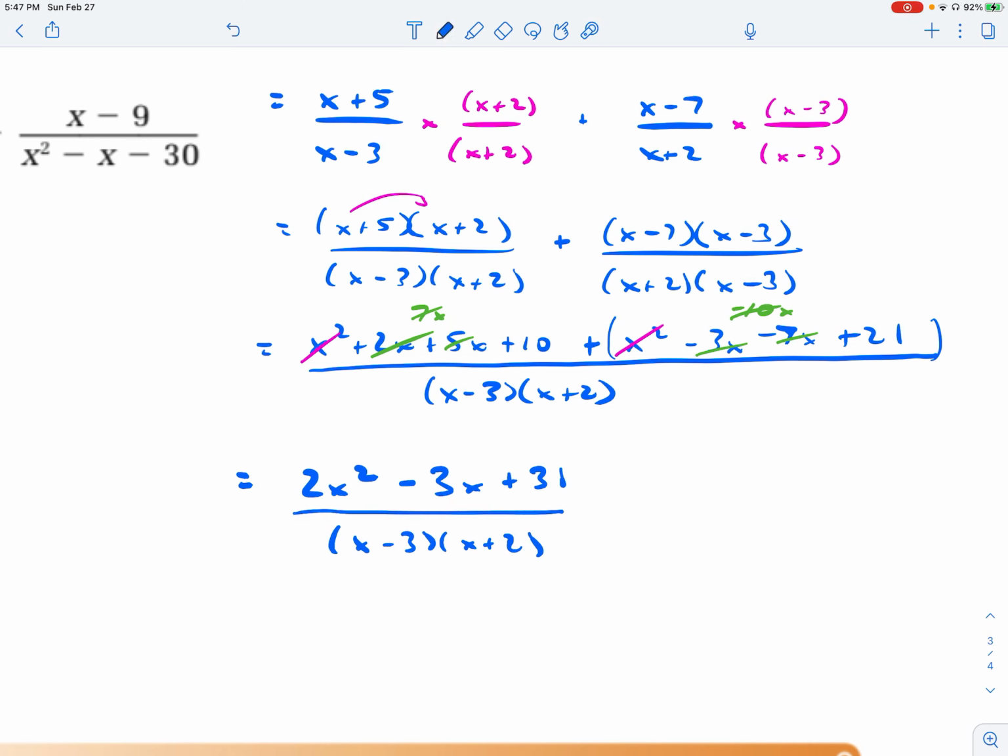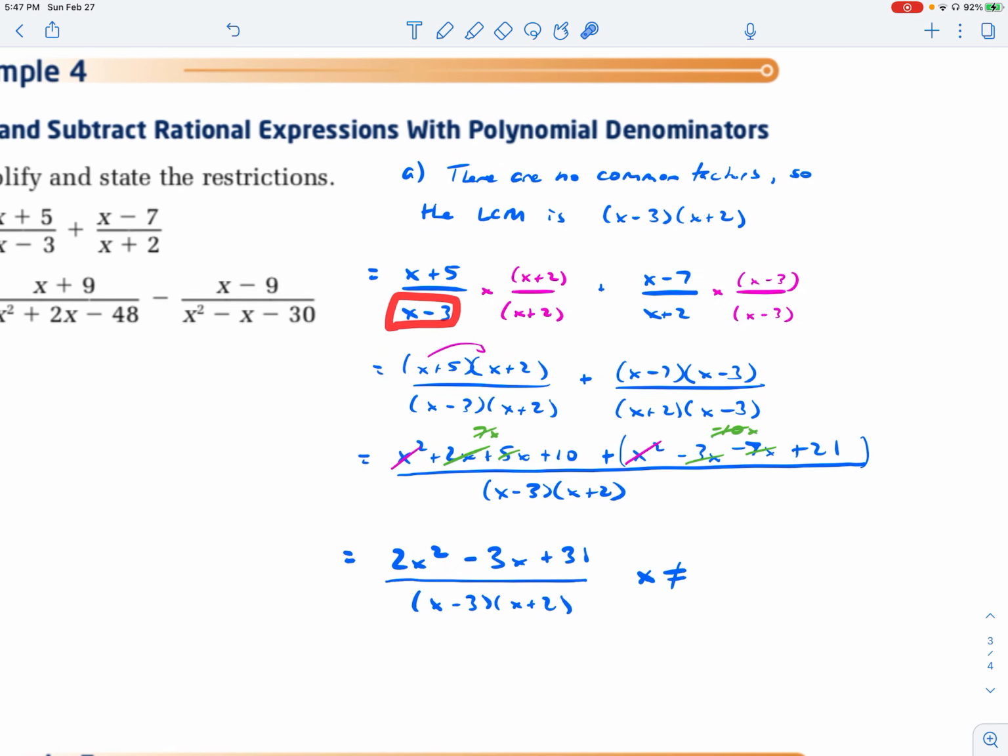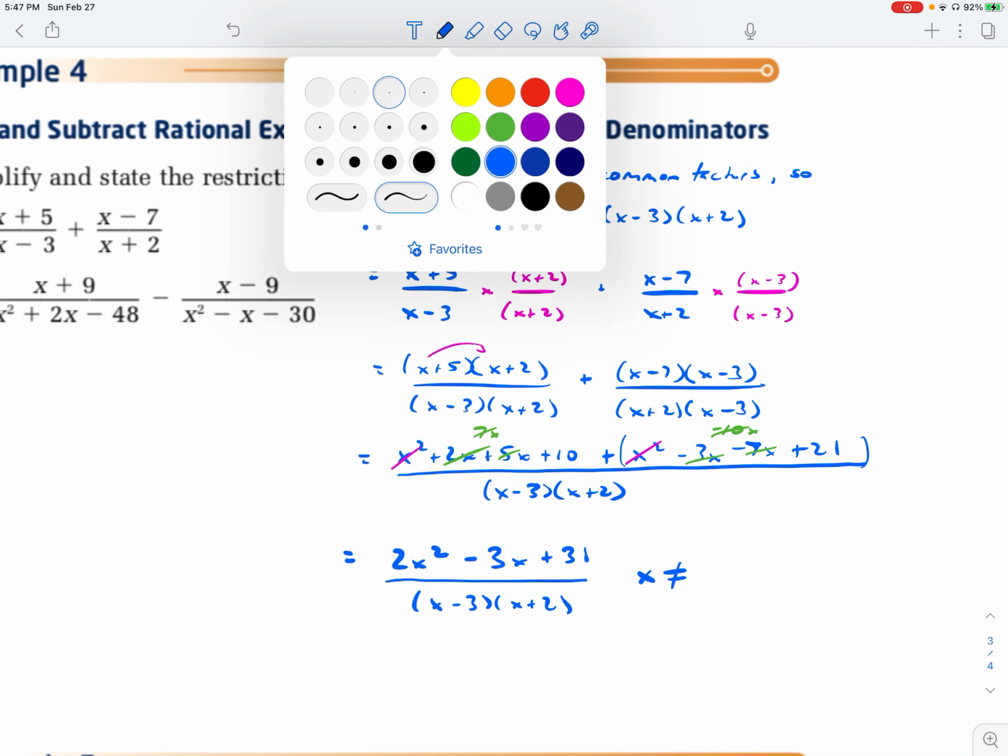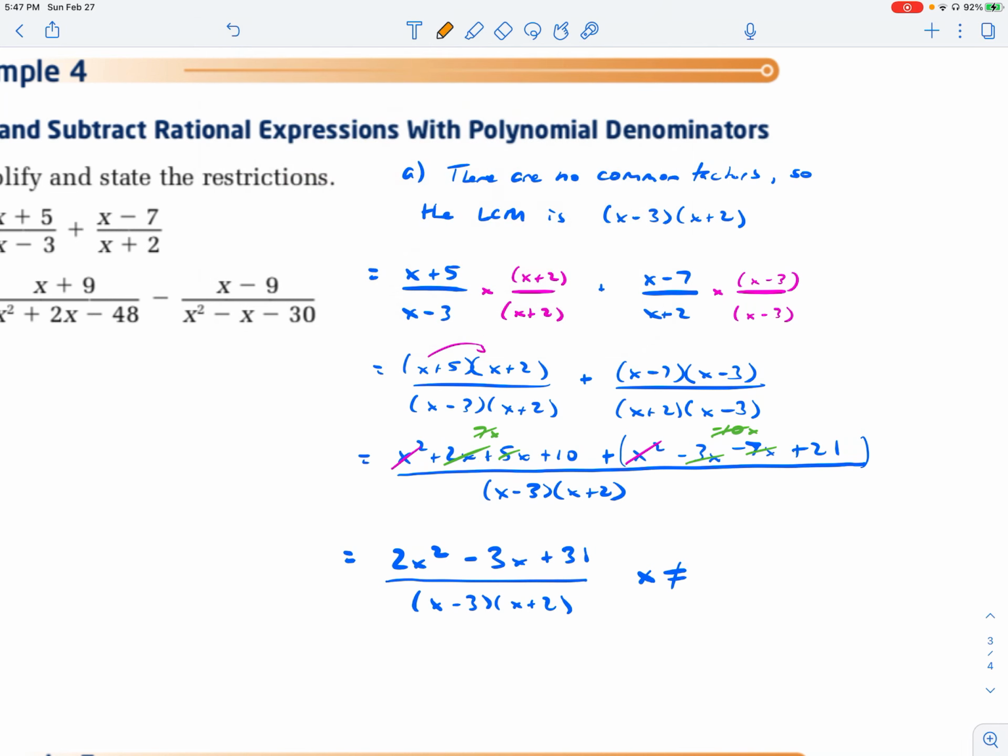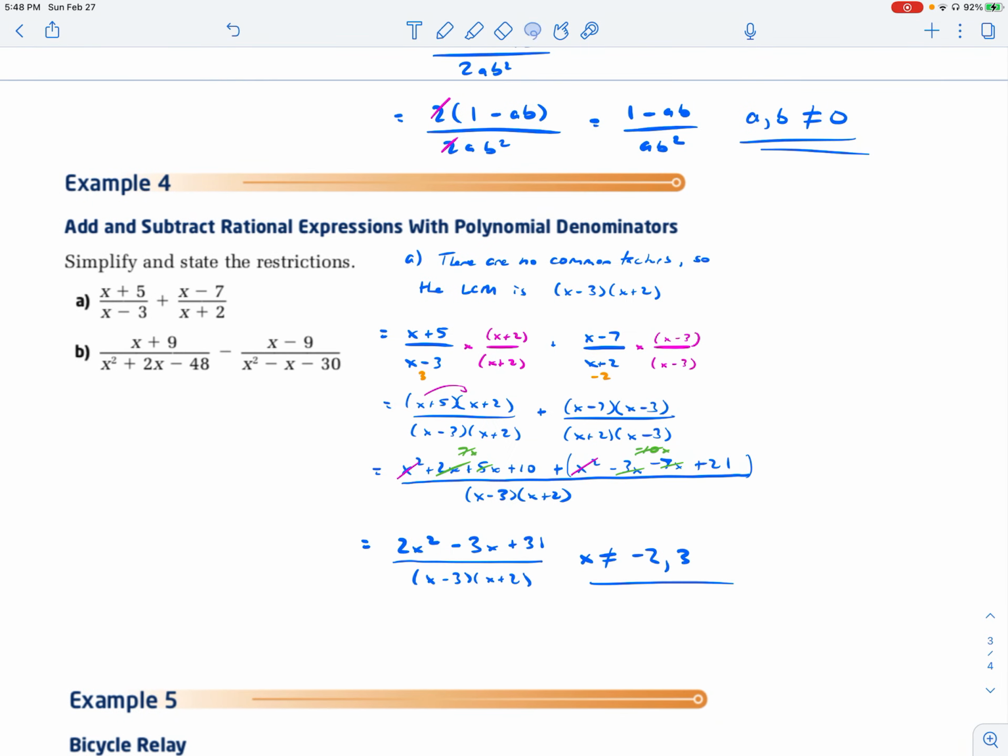That's okay. This is as simplified as much as it can get. We'll just state our restrictions. So starting back with the original question, I'll go back and write these in different colors. So this one, we have 3. X cannot be 3 for that term, and x cannot be negative 2 for this term. Both those take care of each line all the way through. So we can just state those in ascending order, negative 2 and 3. So that is the first one for part A.